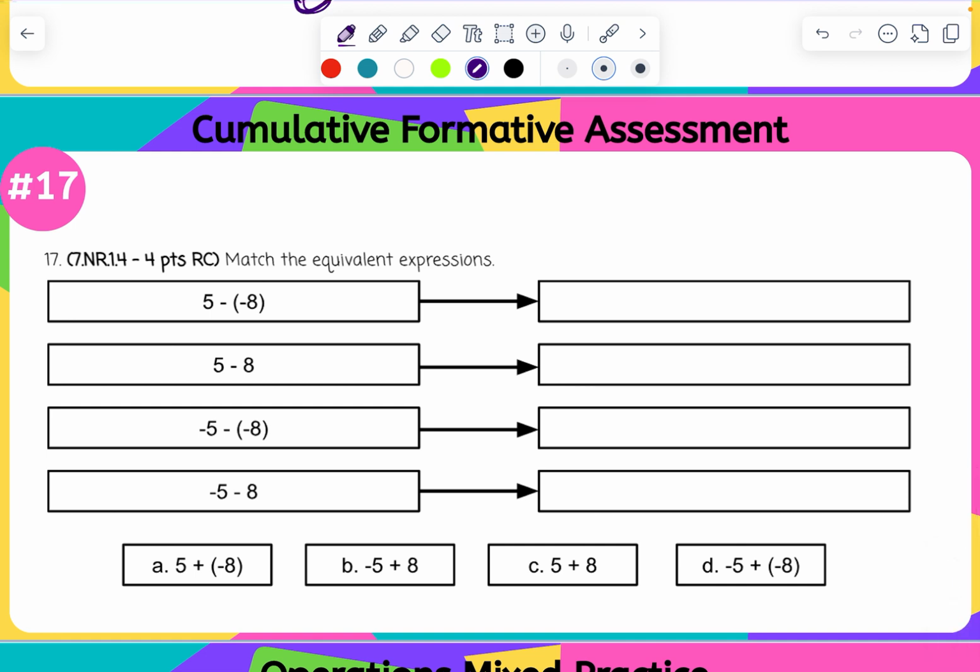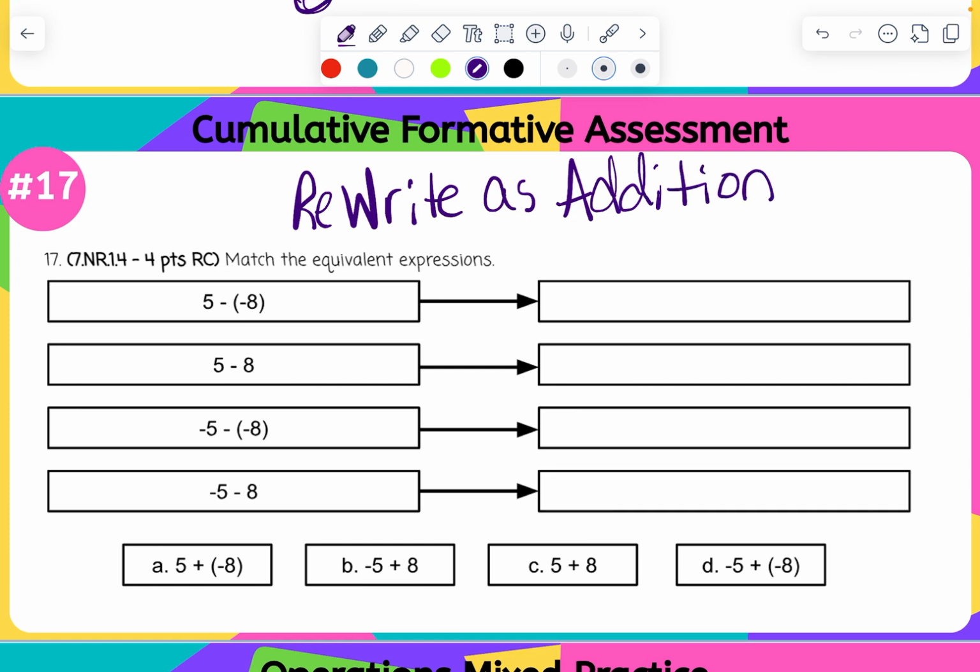Match the equivalent expressions. Before you go trying to match anything, you need to do it first right here. These all are going to have to be rewritten as addition. That's your KCO. Okay? So we're going to keep the 5, change the minus to a plus, and the negative 8 becomes a positive 8. Right here, we keep the 5, change this to a plus, and this positive 8 becomes a negative 8.